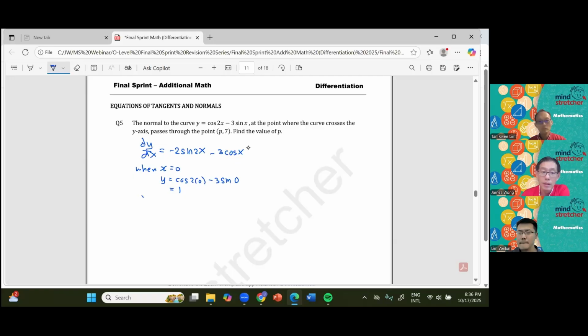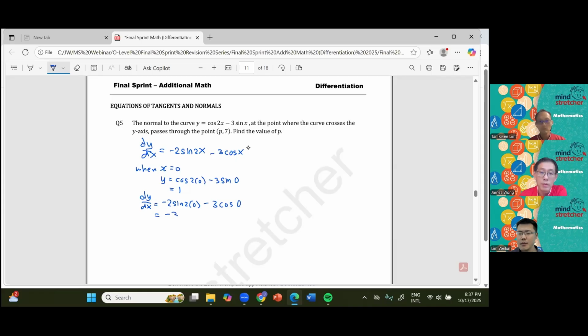Now, I will also be able to know what my gradient is at this point, the gradient of the tangent. So in this case, I substitute x equal to 0 into my dy/dx. What I will get is negative 2 sine 0 minus 3 cosine 0. So for this, we will have negative 3.